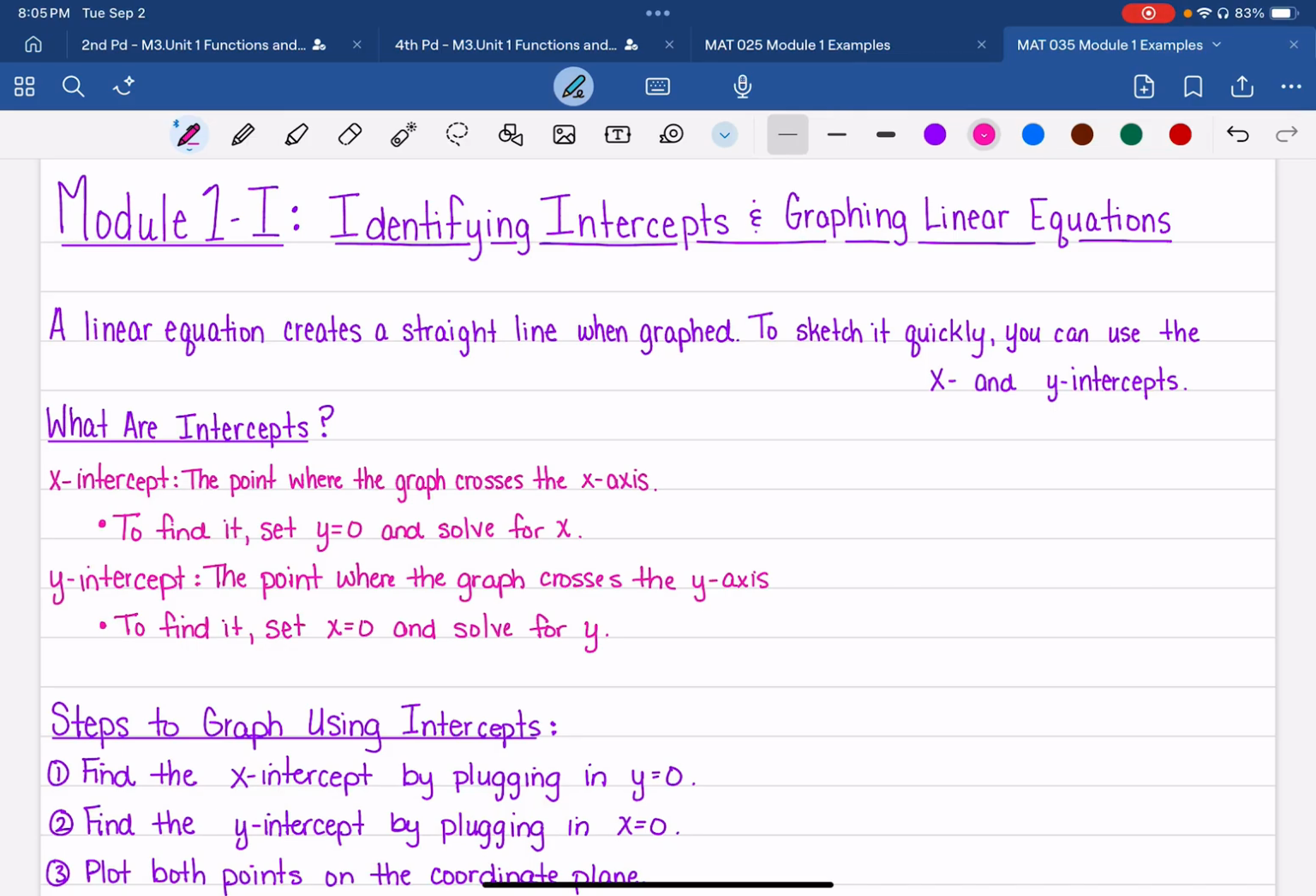So in this video, we're going to look at identifying intercepts and graphing linear equations. A linear equation is going to create a straight line when you graph it. And there's more than one way to graph a linear equation. In this video, we're going to look at how we can sketch it quickly using the x and y intercepts.